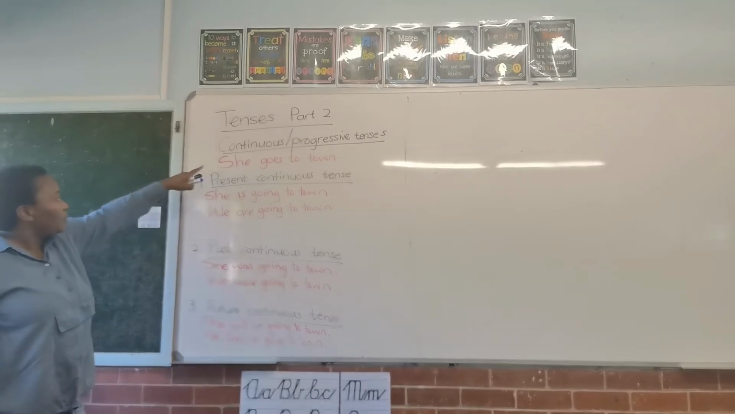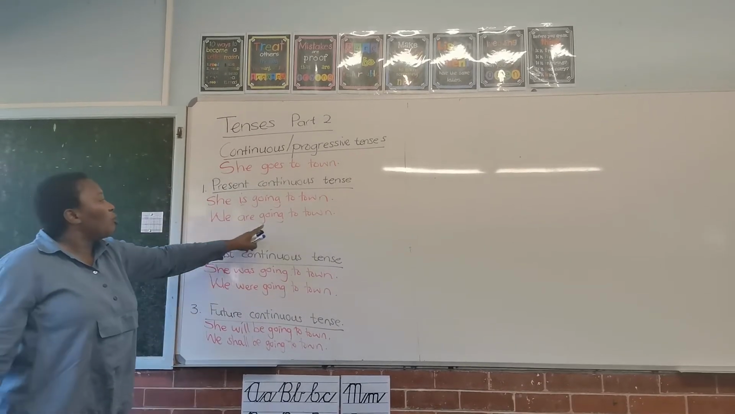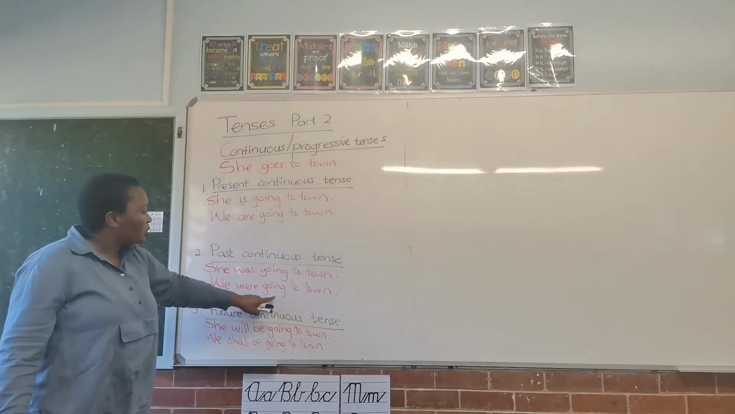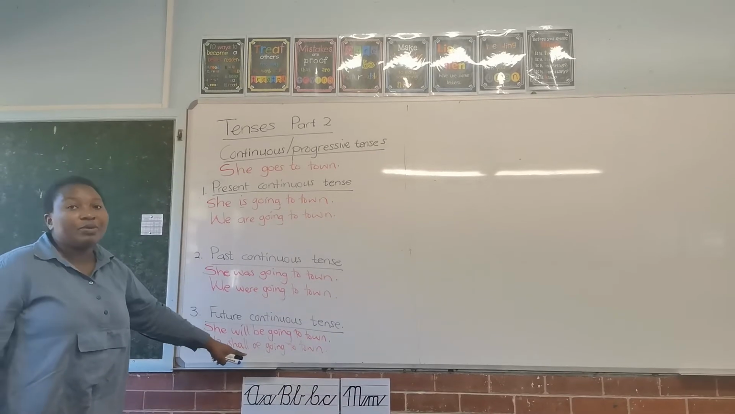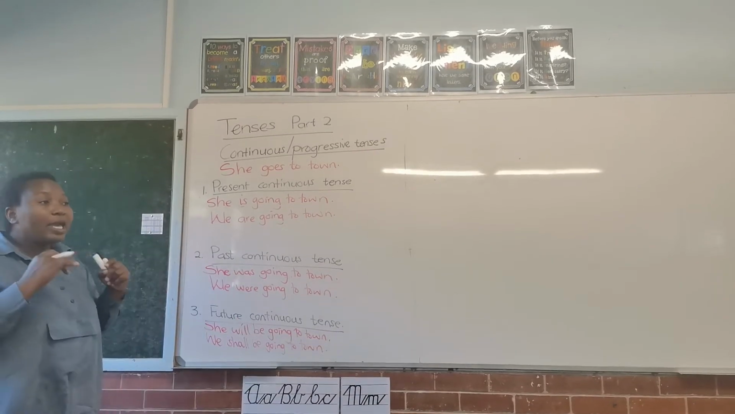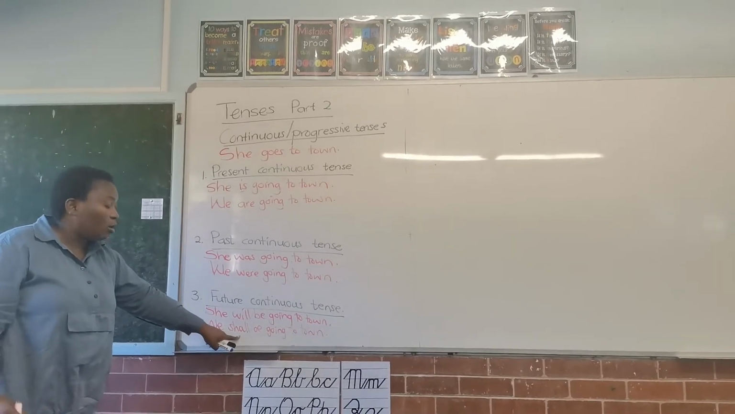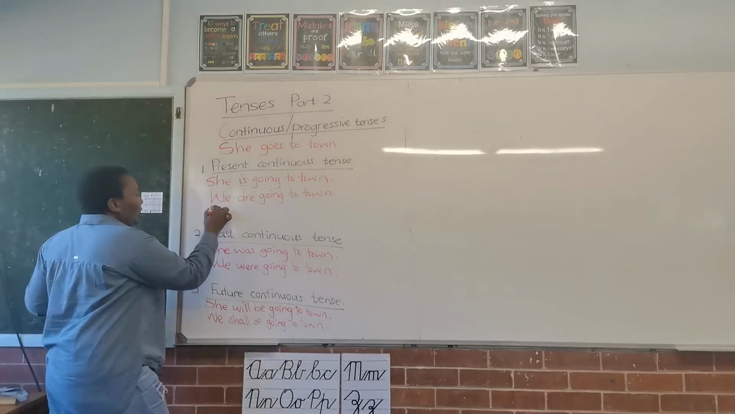Let's say it's I. It's going to say I am going to town. Past tense, I was going to town. Future continuous, I shall be going to town. As long as I am part and parcel of what is happening, I use what? Shall under future tenses.